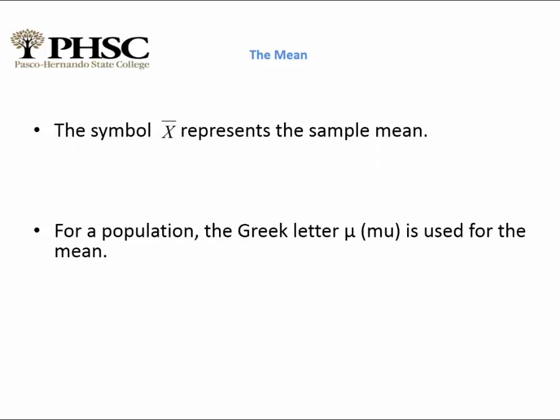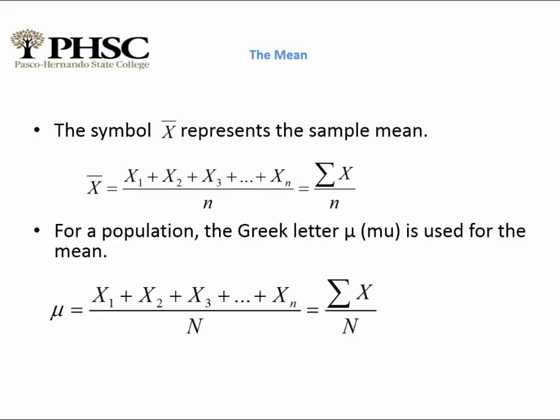And remember, we talked about statistic and parameter. When we talk about the mean, the symbol x bar represents the sample mean, and the Greek letter mu is used to represent the mean for the population. Now the formula for both of these is exactly the same. So x bar or mu is equal to the summation of the data points, x1, x2, x3, divided by n, and n is the total number of data points we have.